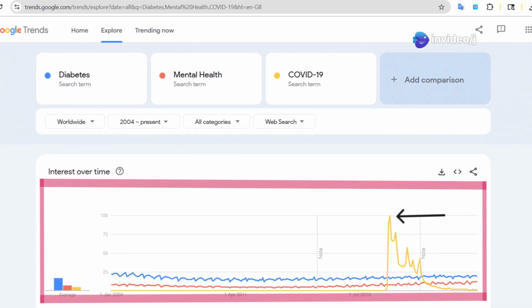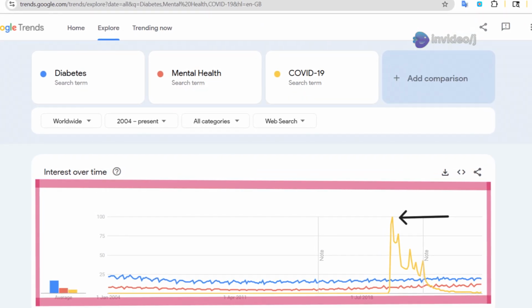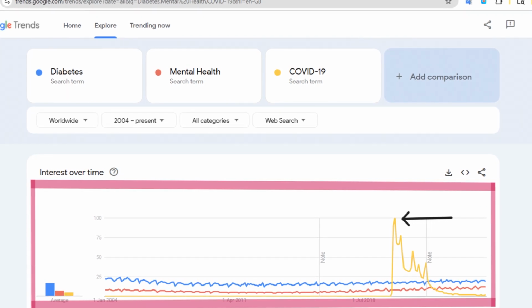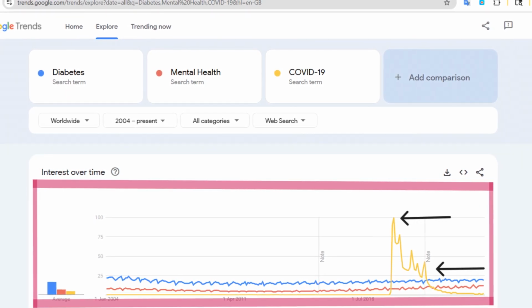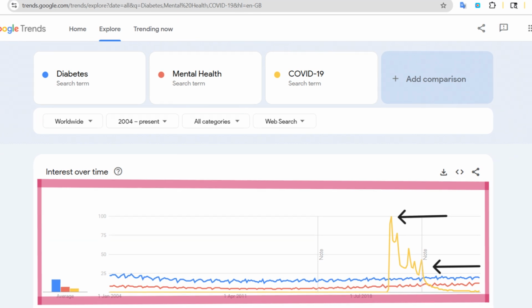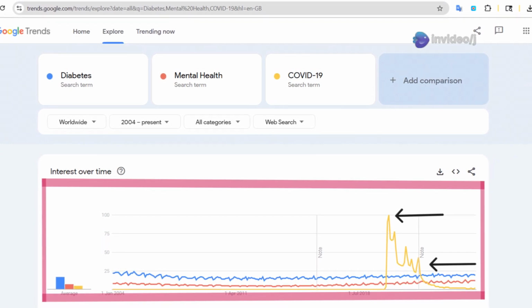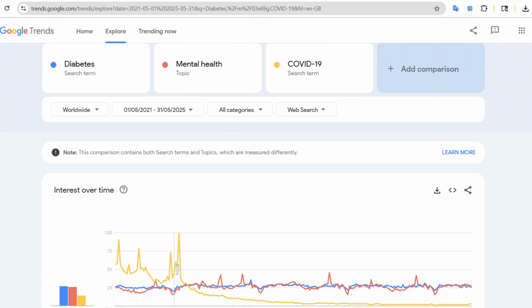For COVID-19, you will likely see a massive spike around March 2020, dwarfing other terms at that moment. After the initial surge, the line declines in 2021 and 2022 as acute pandemic searches eased. This tells us COVID-19 had an explosive peak of interest that later subsided.